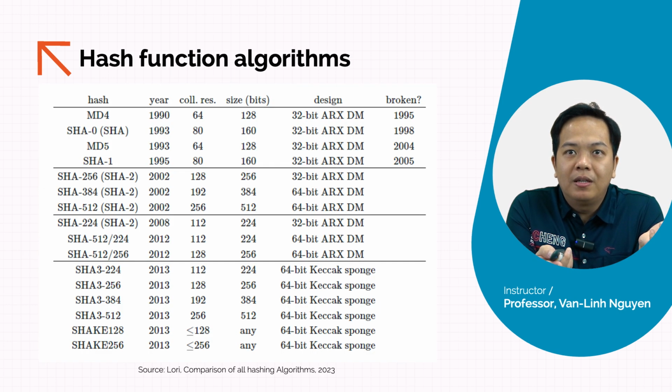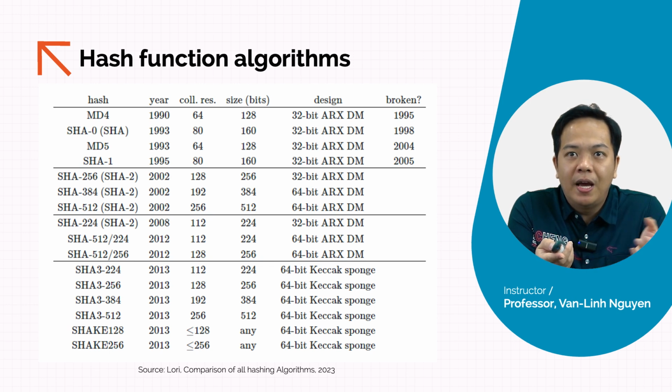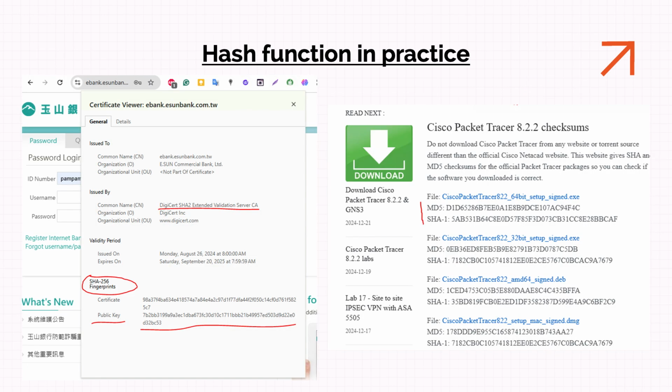And in practice, we have many hash function algorithms like SHA and MD5. And in practice, you can see hash functions are used everywhere. Like in banking systems, they use SHA-256, right? Fingerprints. They use public keys and certificates, something like that. And when downloading some software, they use a hash code too, like MD5 or SHA-1.